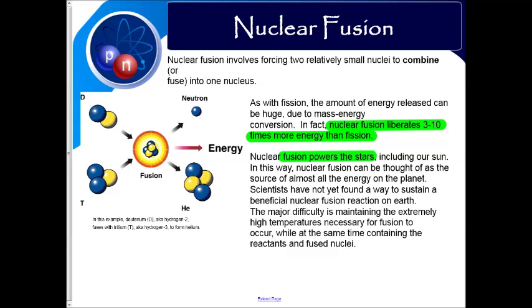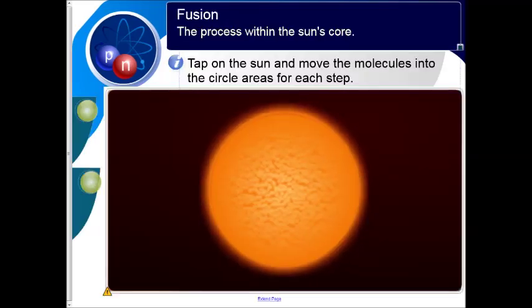In this way, nuclear fusion can be thought of as the source of almost all the energy on the planet, because like we talked about earlier, a lot of our energy conversions start with radiant energy coming from the sun. Now, scientists have not yet found a way to sustain a beneficial nuclear fusion reaction on Earth. The major difficulty is maintaining the extremely high temperatures necessary for fusion to happen, while at the same time containing all of the reactants in fused nuclei.